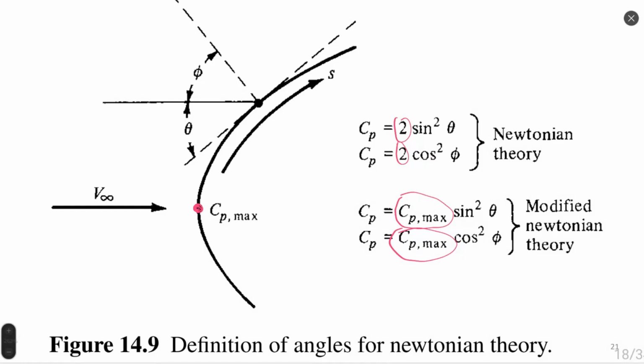And theta and phi are changing with the coordinate, right? Theta is the angle between the tangential and velocity direction, and phi is perpendicular, let's say 90 degrees minus theta.